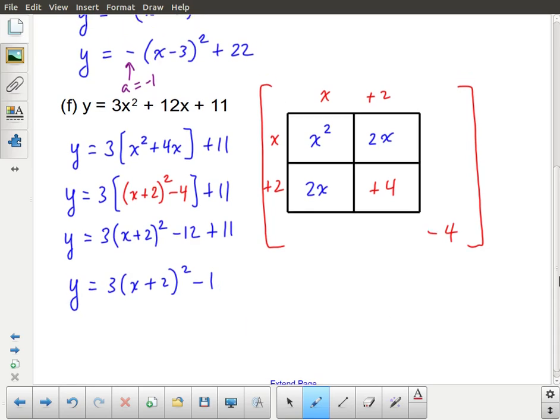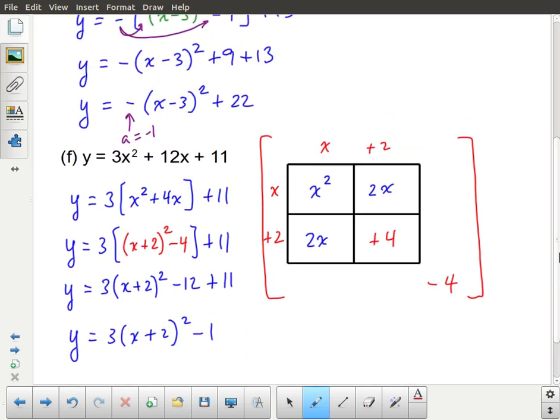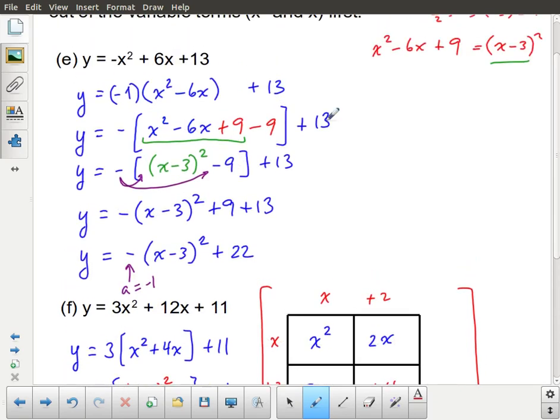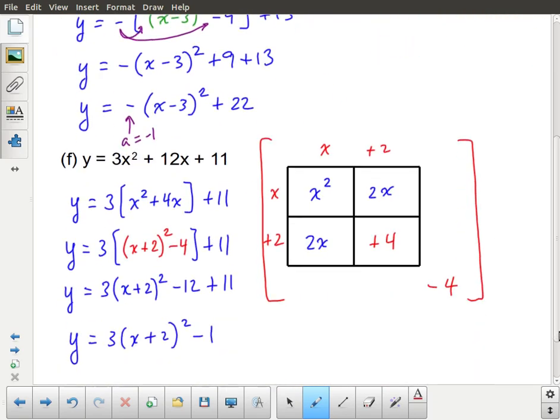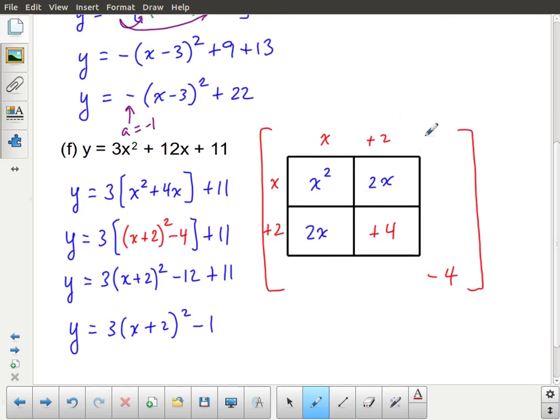So you can see here I've done it a few different ways. You can do it from a purely algebraic perspective, as I did here in example E. You can mix and match. So if you prefer, you can use the area model if you find that visualization is a little bit easier for you to get your head wrapped around. So you do have options here on how to do it.